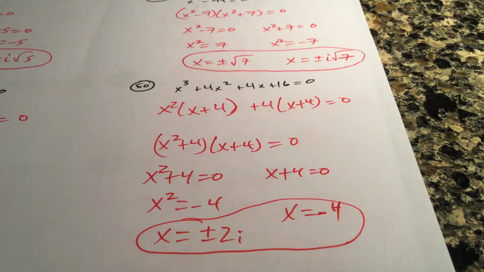Lastly, again, go back whenever you need to check it again. Factor out the x squared they have in common. And the next pair, factor out the 4 they have in common. Set x plus 4 equal to 0. X squared plus 4 equal to 0.